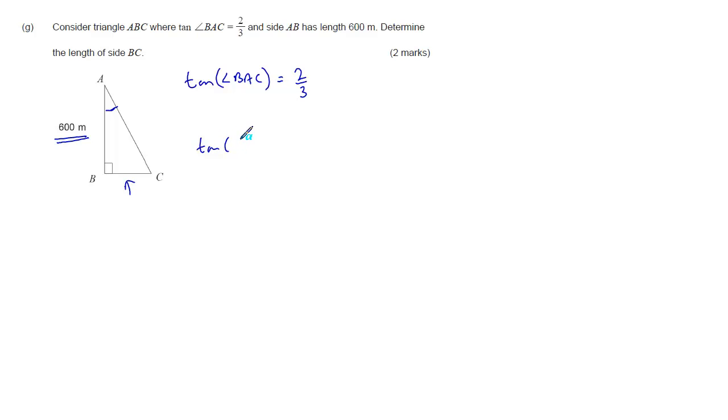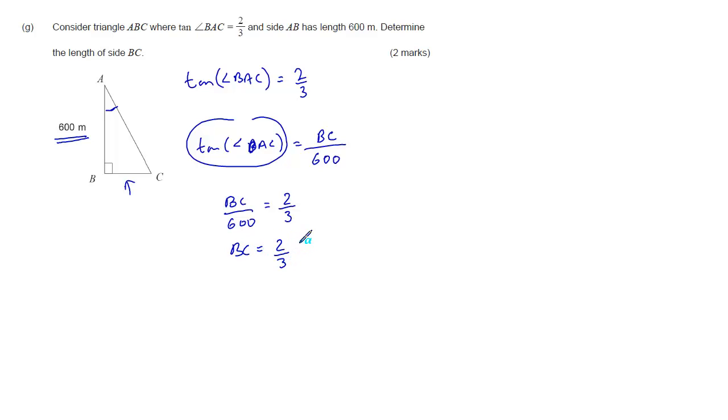Well, we know that the tangent of an angle is equal to the opposite divided by the adjacent. So that's going to be BC divided by 600. But we're told that this is 2/3. So therefore BC divided by 600 is 2/3. And so BC is going to be 2/3 of 600. So divide 600 by 3, and that's 200. And then we get 400, in this case, meters.